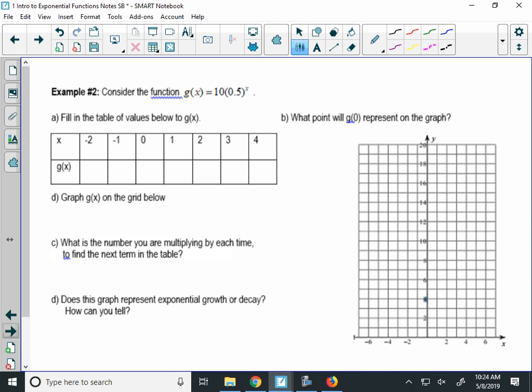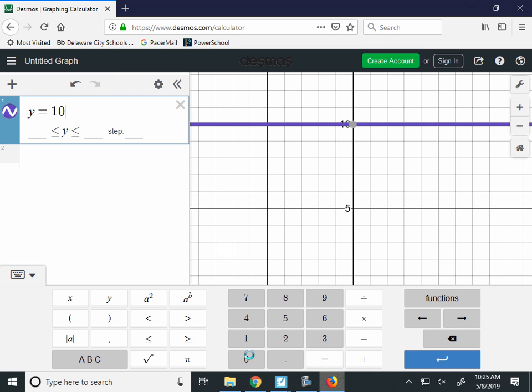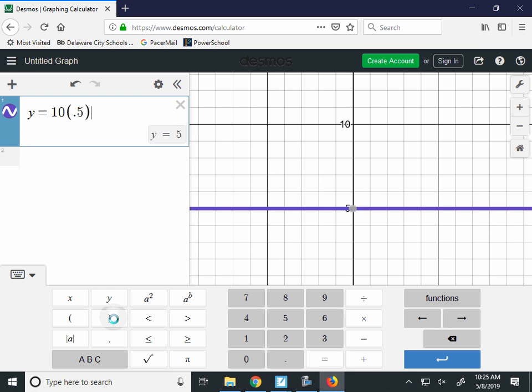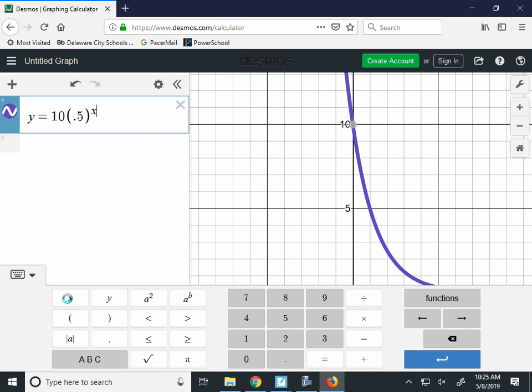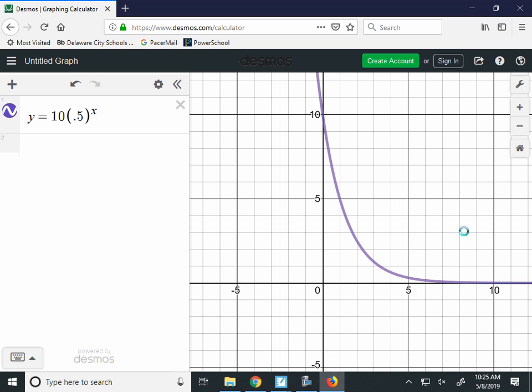Okay. Let's look at this function, 10 times 0.5 to the x. We're going to do the same thing. We're going to graph this in Desmos. So y equals 10 parentheses times 0.5 to the x power. Now this time you should look at that graph and notice that it's going the other direction. This graph looks like it's decreasing.